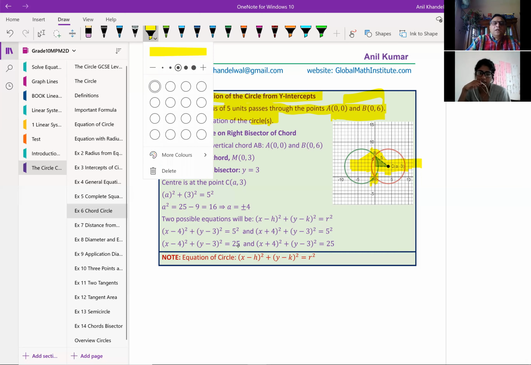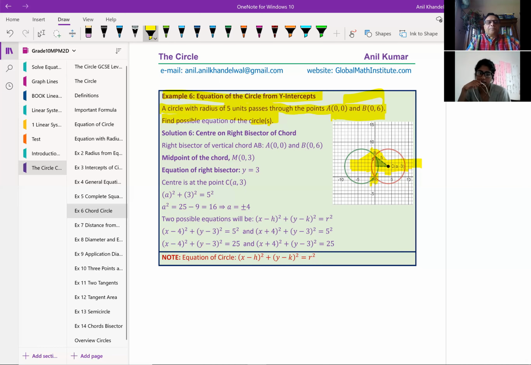Now let's go through the solution of this particular question. In question number 6, we'll solve using the fact that the center is on the right bisector of the chord. So we have to find the center. Basically, we'll first write the equation of the right bisector of the chord AB, which goes through the points (0, 0) and (0, 6). First step, find the midpoint. The average of these two zeros will be 0. The average of 0 and 6 will be 3. So straight away I've written the value (0, 3).